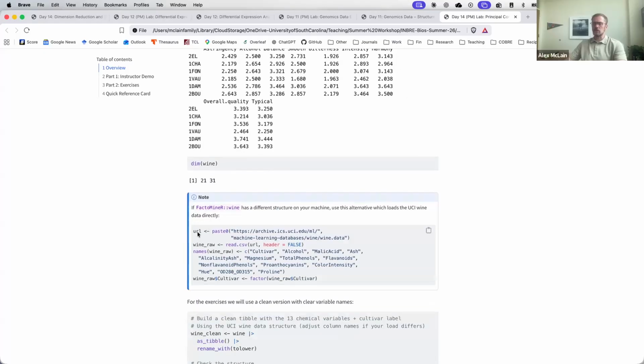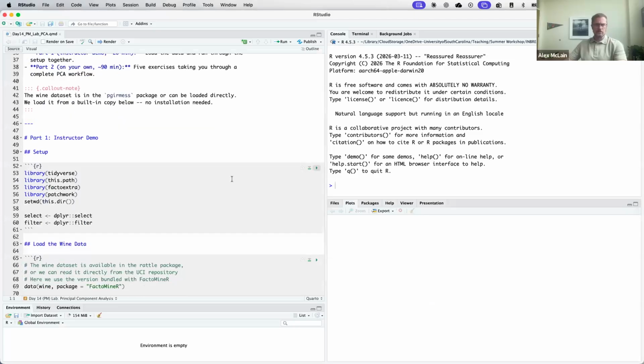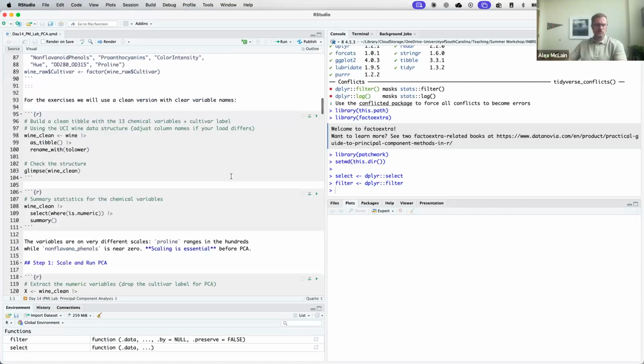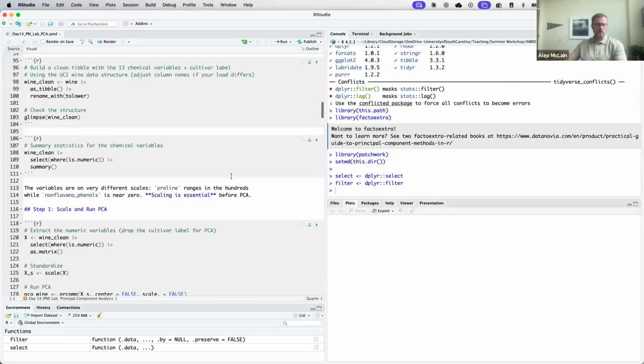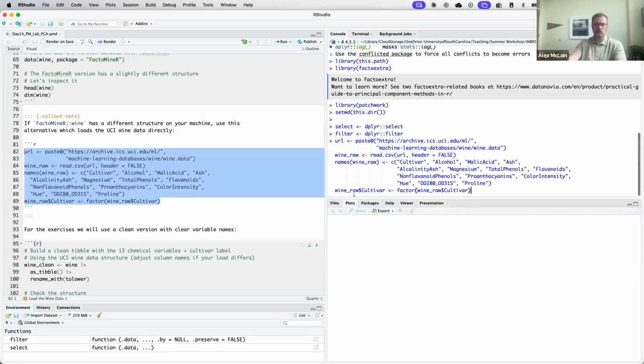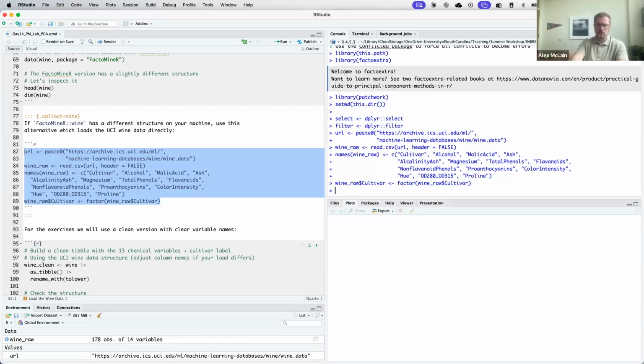There's another one available using the UCI. The UCI is a website that has a lot of different machine learning data sets there. So if you want to load the UCI one in, let's take a look at the UCI version. Yeah, so that wasn't too hard to do.